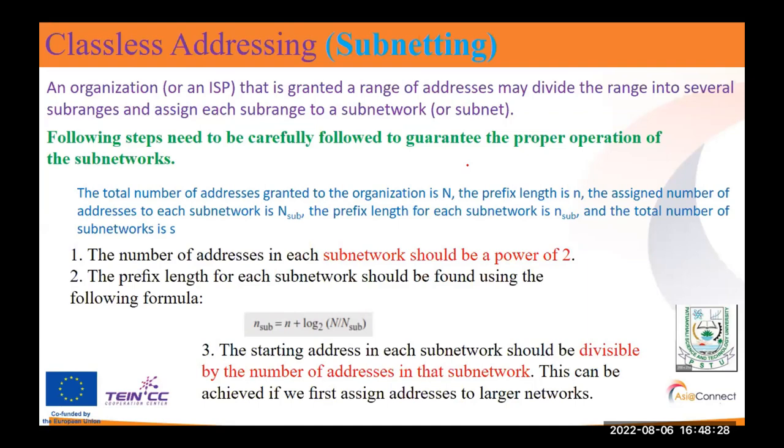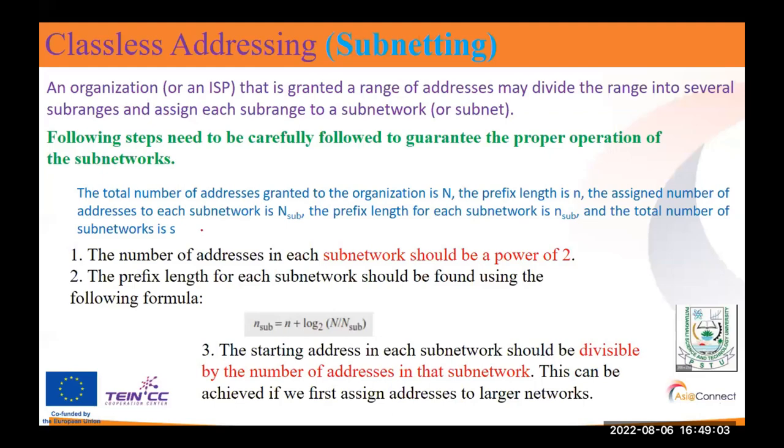So basically, for dividing, if you want subnetting or if you want to design a subnetwork, you must follow the three rules. Suppose the total number of addresses granted to the organization is capital N. The prefix length is n. It must be defined. The assigned number of addresses to a subnetwork is n sub. The prefix length for a subnetwork is small n sub. And the total number of subnetworks is s. So these are the parameters we need to use.